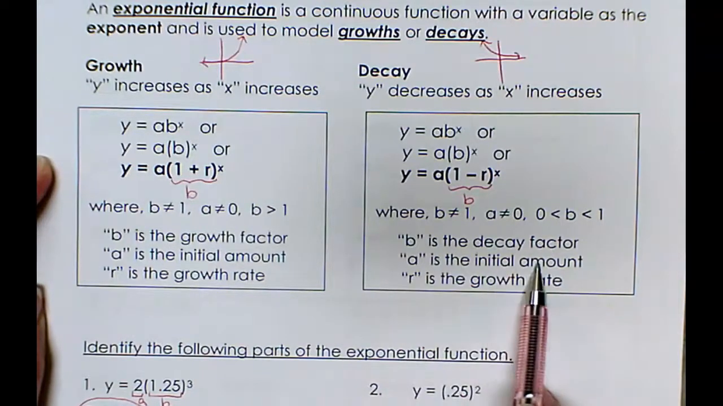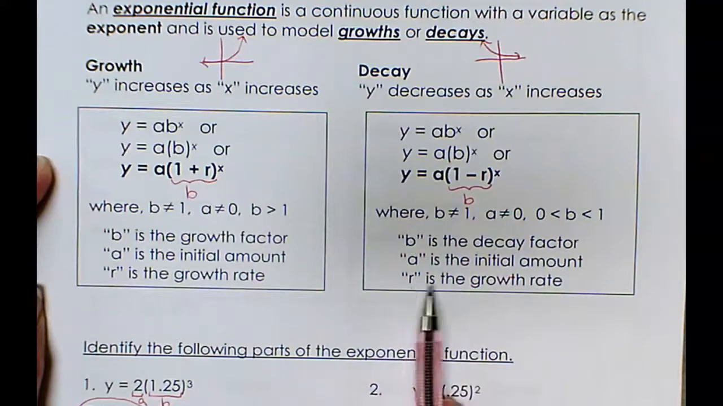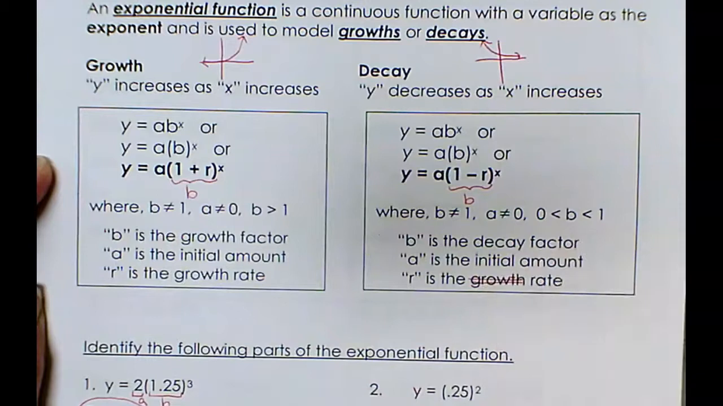a is still the initial amount, it's like the starting point, and r is still just the rate in general. So here it's the decay rate.